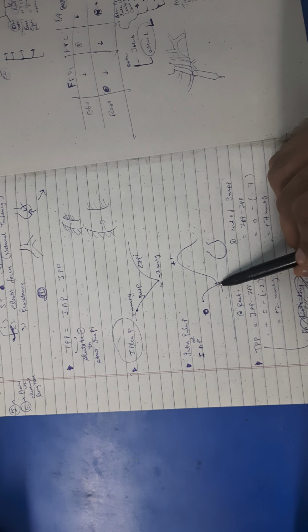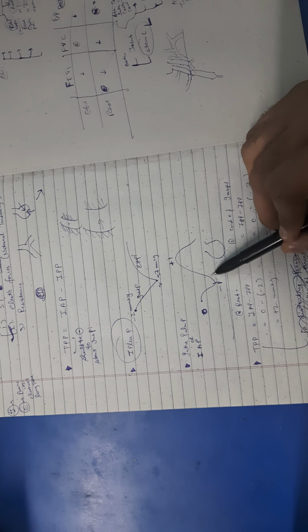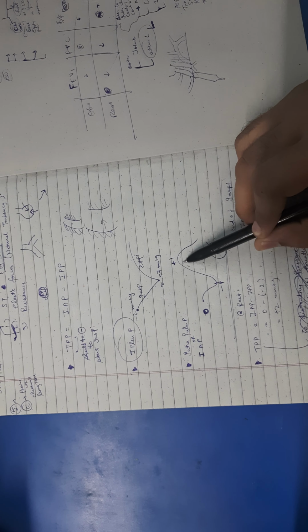Then as the volume of the thoracic cavity increases, the pressure falls, and as the air goes in, inspiration occurs, the pressure increases, and as expiration occurs, pressure again comes to 0. So don't focus much on this, just know this.